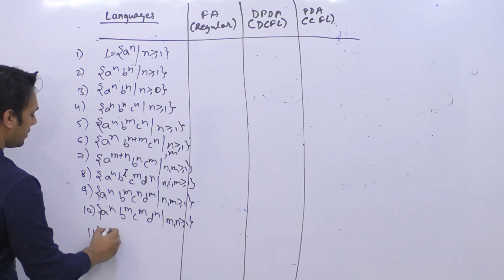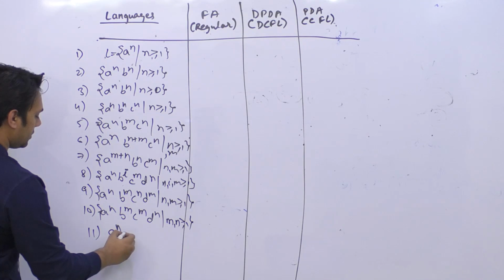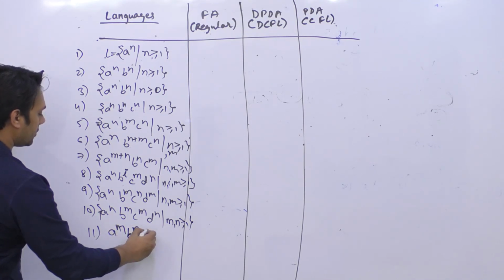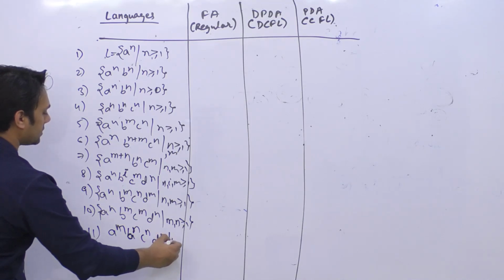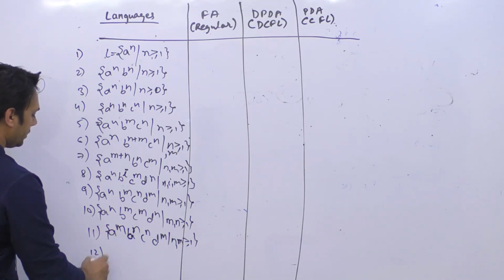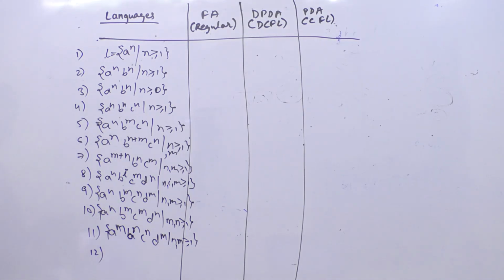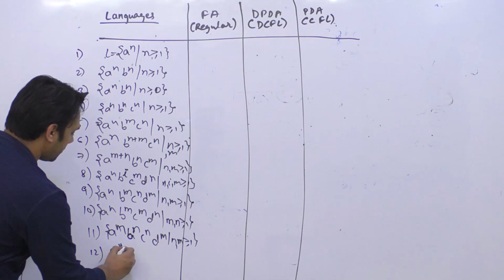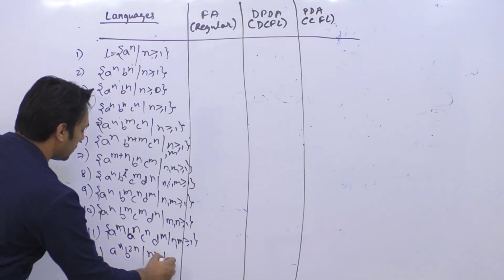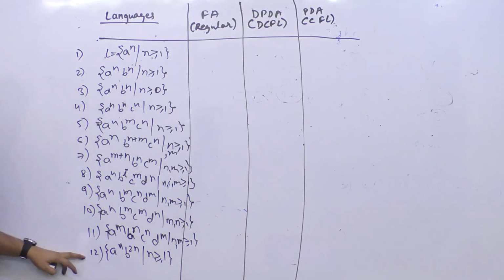11th language is a raised to power n, b raised to power n, c raised to power n, d raised to power m such that n comma m is greater than equal to 1. So basically this 10th and 11th both are same. And the 12th language that I can take here is a raised to power n, b raised to power 2n such that n is greater than equal to 1. I hope this much is visible.